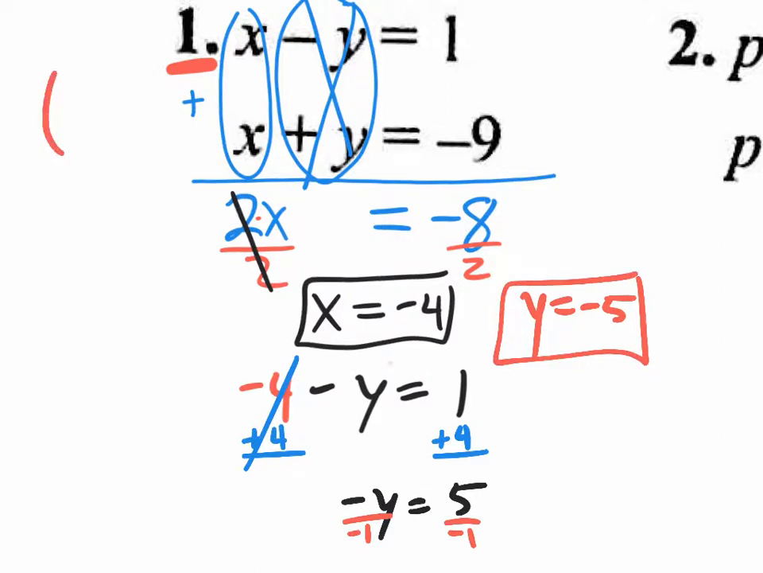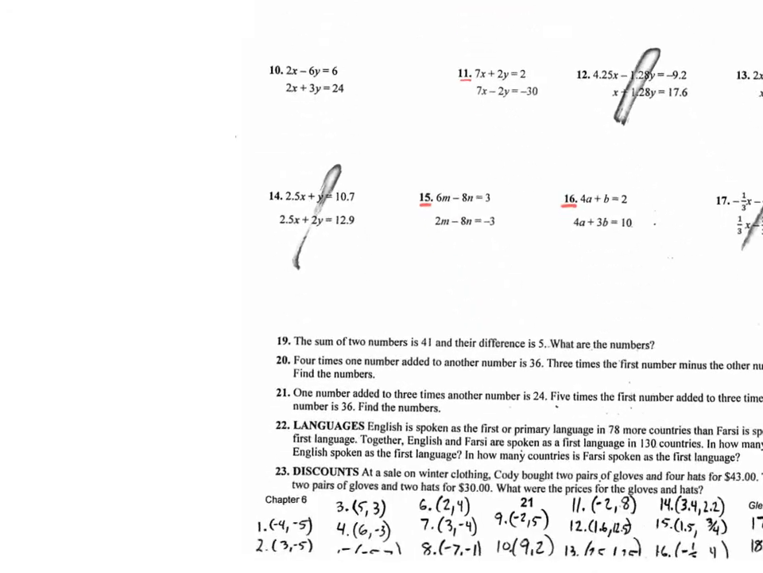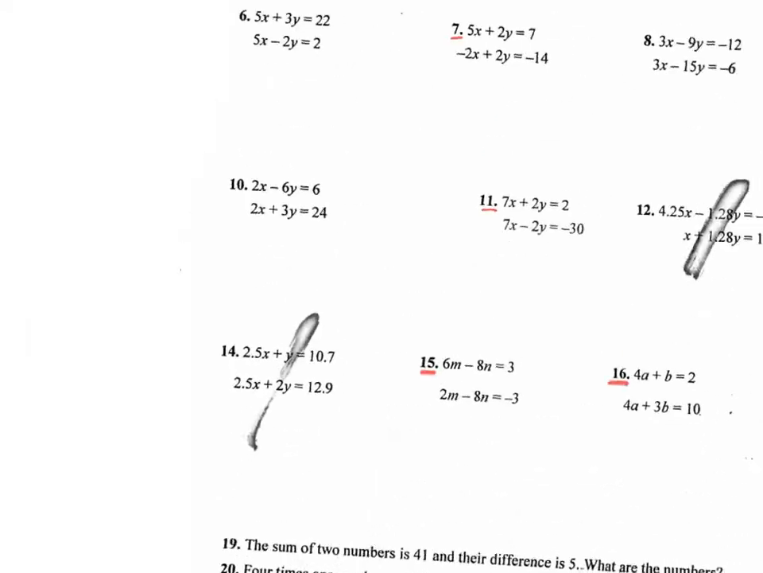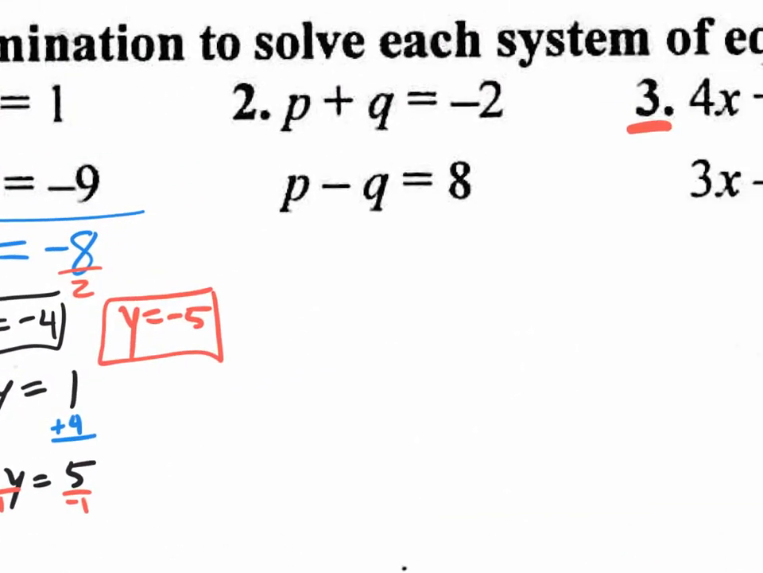So your answer number 1 is negative 4 comma negative 5. Now you could double check by plugging in your x and your y value into both equations. The top equation, checking to see if it gives you 1. The bottom equation, checking to see if it gives you negative 9. But I did write down the answers down here for you, way at the bottom. So number 1 is negative 4, negative 5, which is correct. If you did number 2, great, but you didn't have to do number 2 because we're doing the odd ones.